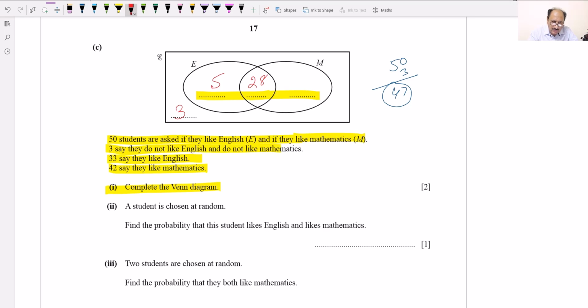33, and 28 and 14 will be 42. So this is how we can figure out. So these are the numbers which we can write.